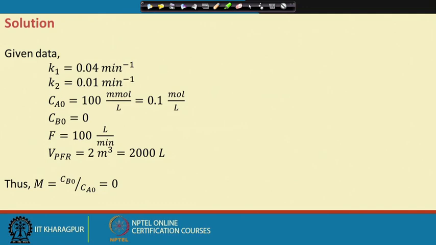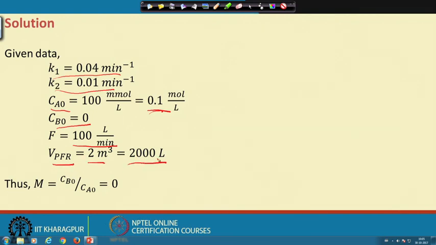Now, as I pointed out before, let me tell you again: when you solve any kind of problem, first write down what is given in the problem. So, from the rate equation we can find K1 equal to 0.04 minute inverse and K2 is 0.01 minute inverse. Ca0 we can easily calculate in moles per liter. Cp0 is 0, which means at 0 hour the product concentration is 0, and the flow rate is 100 liters per minute, and the volume of the plug flow reactor is 2 cubic meters, that means about 2000 liters.